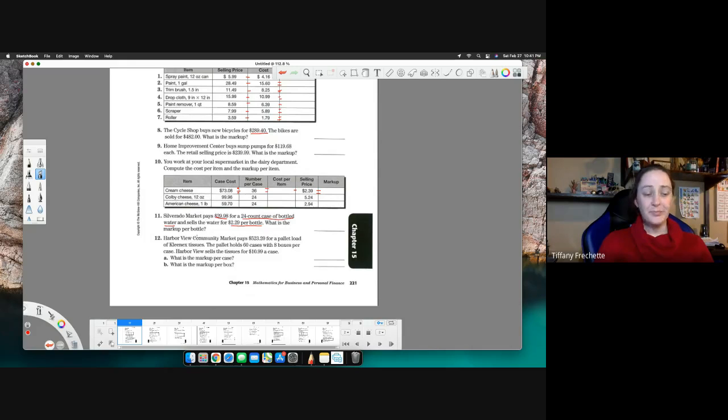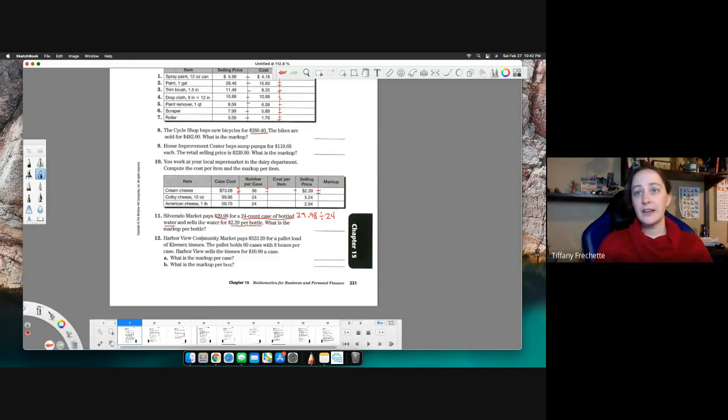So we need to know how much they pay per bottle. We're literally going to do the same thing we did up here. We're going to have $29.98 and we're going to divide by 24. And that'll tell us how much they pay per bottle. And then once we know how much they pay per bottle, we already know how much they sell it for per bottle. We just have to subtract the cost from the selling price so that we know the markup.